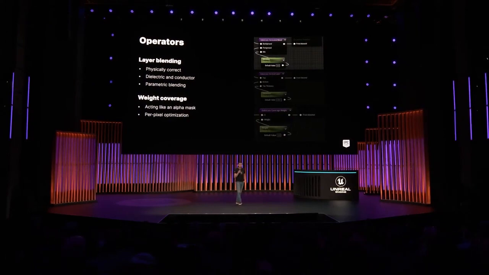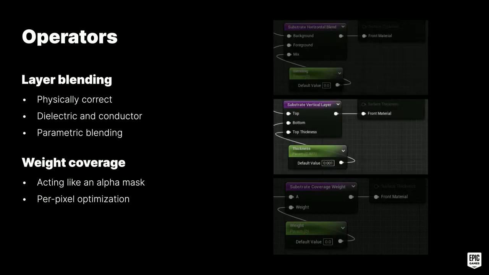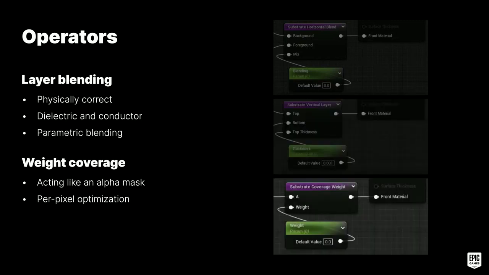Substrate offers two main types of composition. Horizontal, which will mix the two slabs at the same depth, computing both speculars individually to mesh them together. And the vertical composition, which takes into account the thickness or depth of the top layer to apply transmittance and proper absorption based on your inputs.